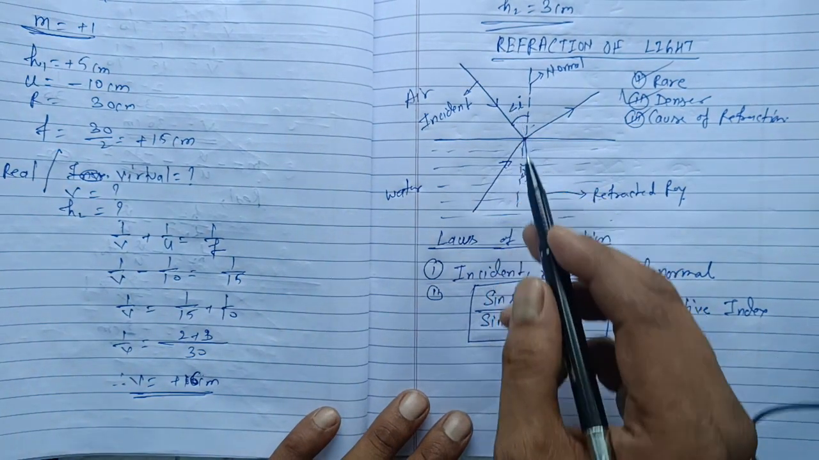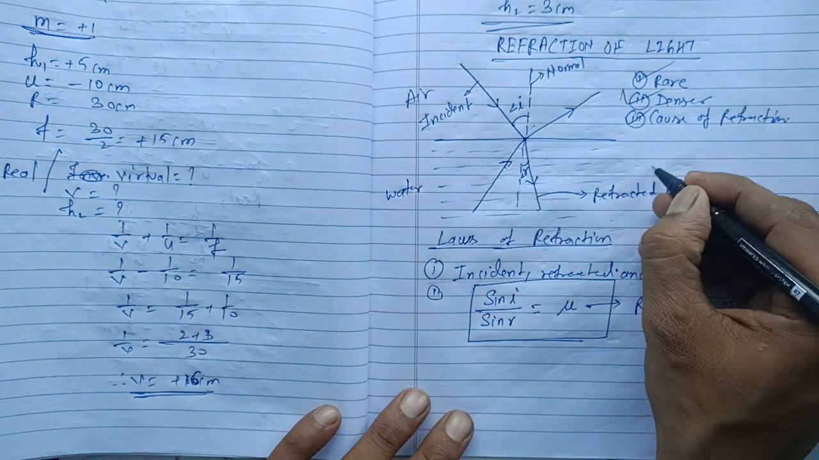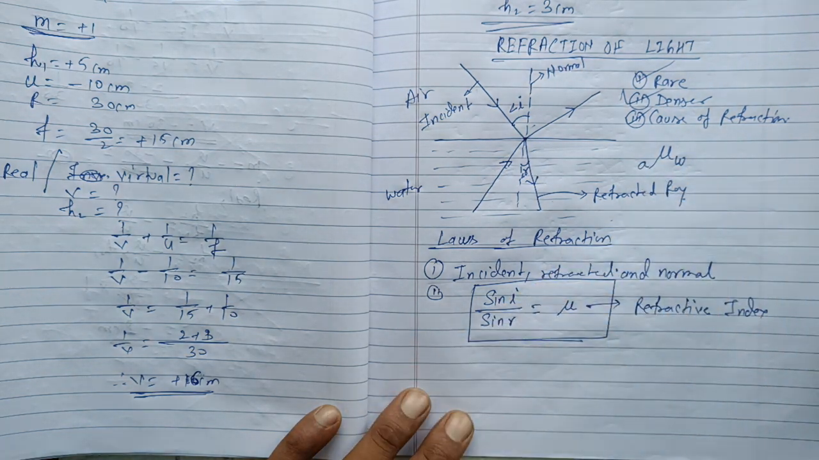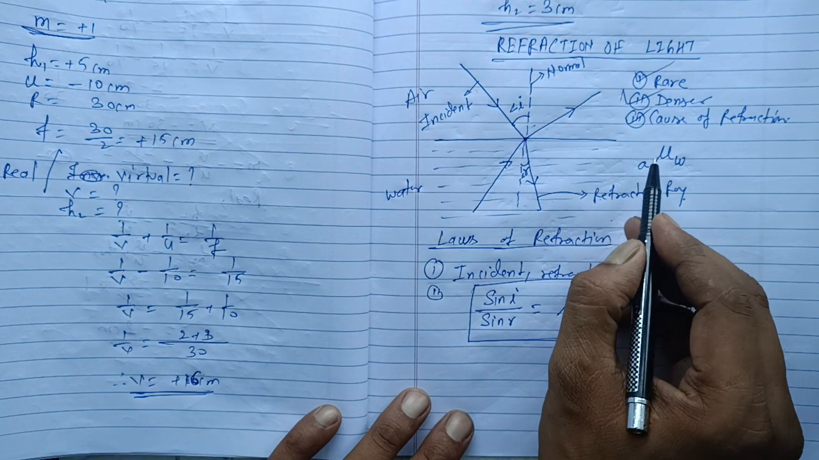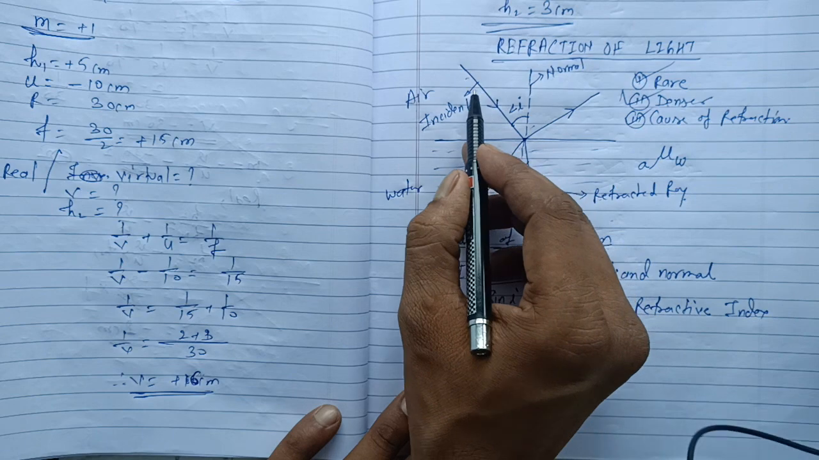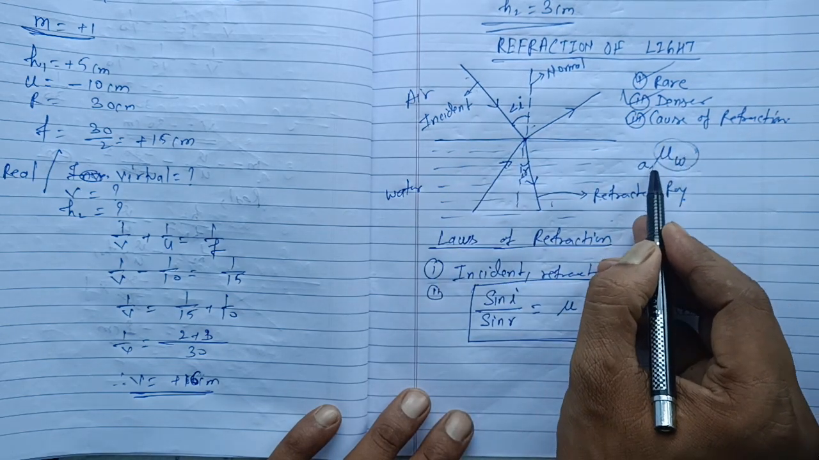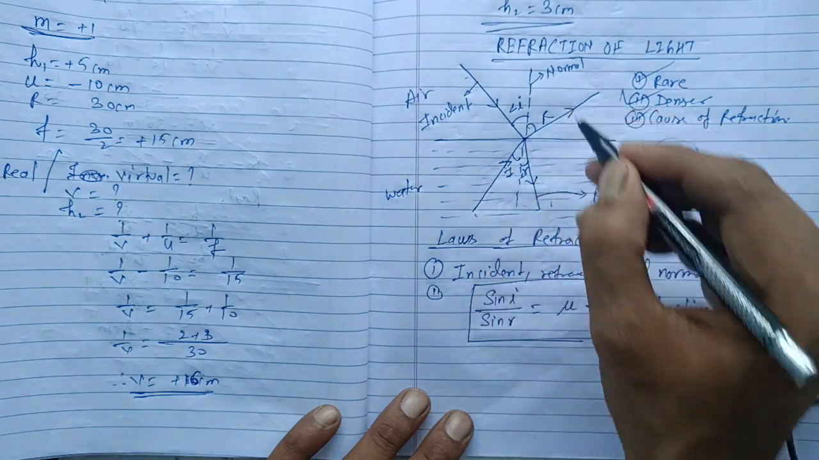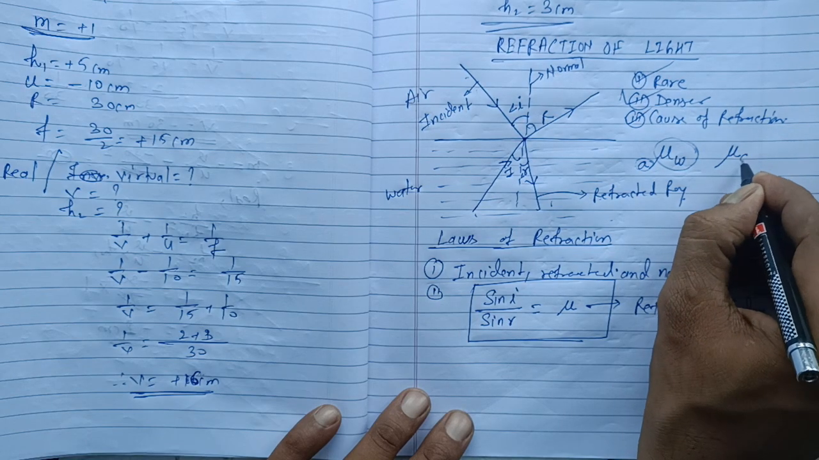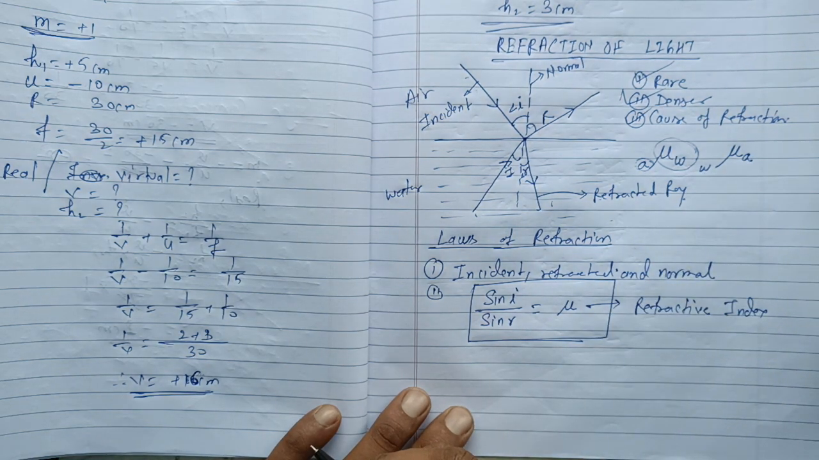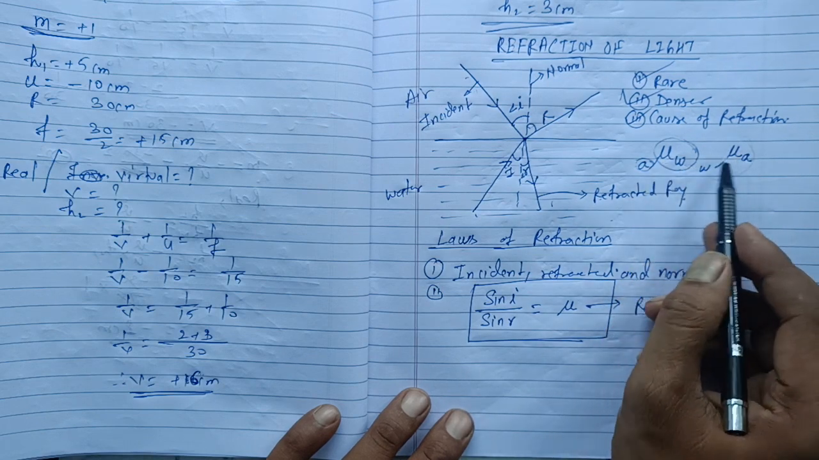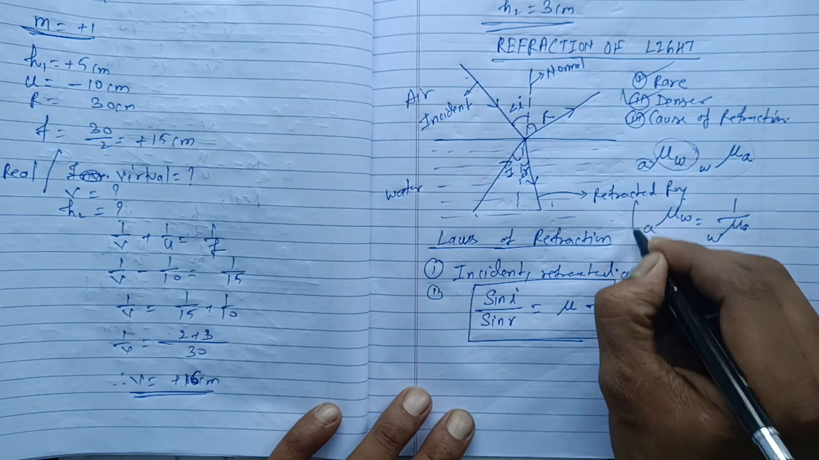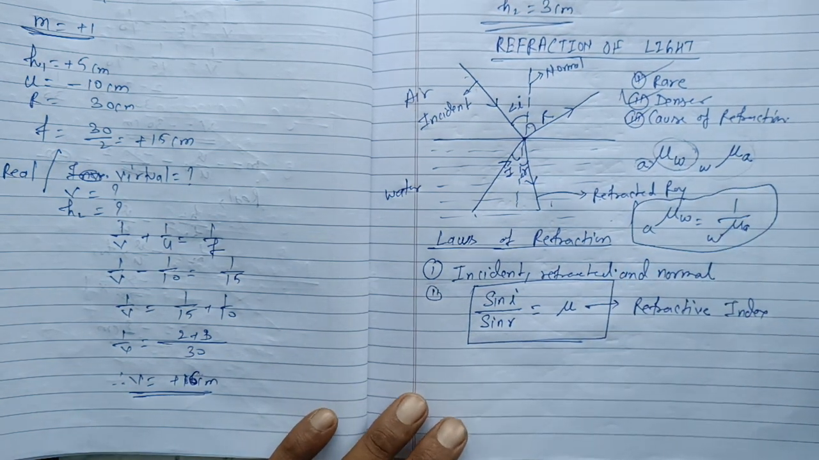When the light is coming from air to water, we are finding the refractive index of water with respect to air. In the second case, when the light ray is going from water to air, we are finding the refractive index of air with respect to water. You can see these two are opposite to each other, so they are reciprocal to each other. This also we can write.